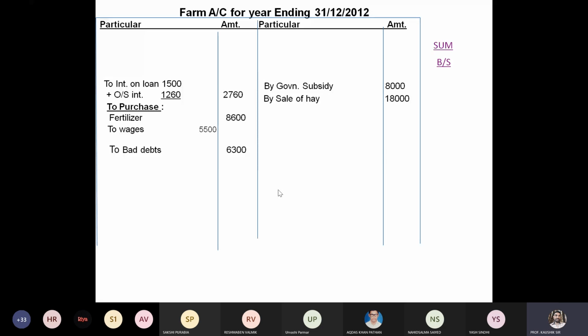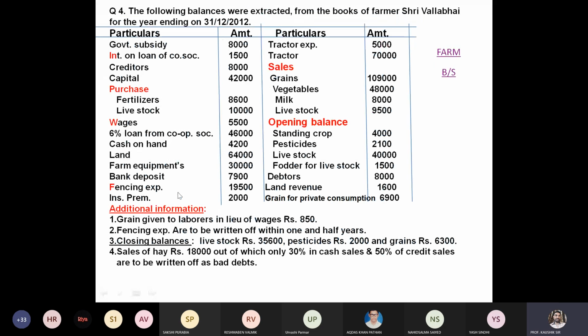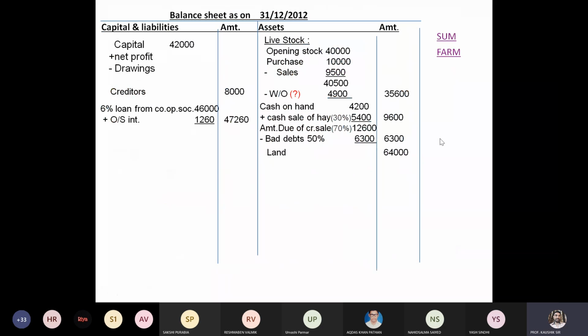Go to the sum again. Land 64,000, farm equipment 30,000 as assets. They are shown in the balance sheet. Bank deposit 7,900 as a current asset shown in the balance sheet. Go to the balance sheet. Land, farm equipment, and bank deposit.